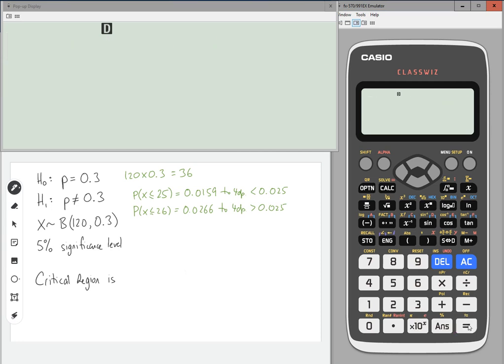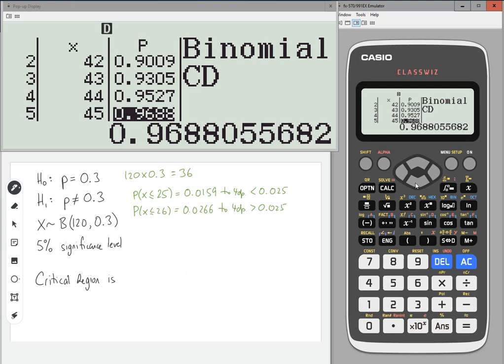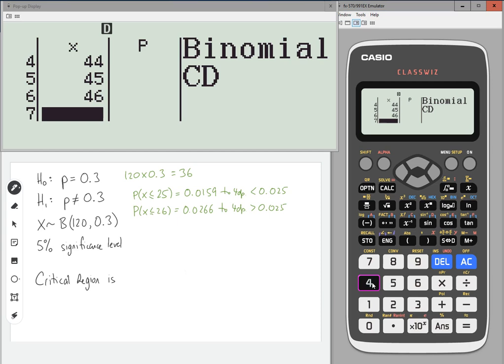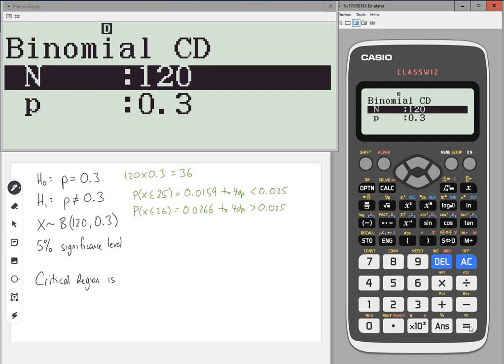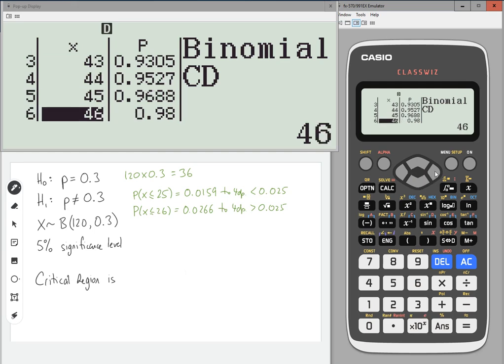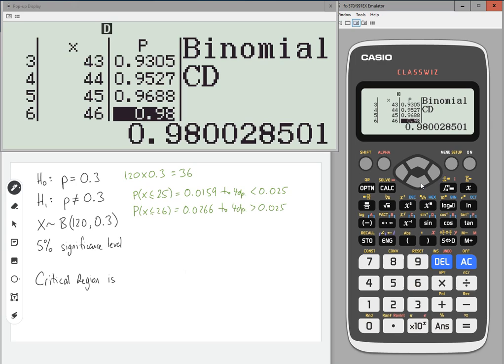Press equals, press equals. And now we're looking for the overlap of 0.975, 2.5% from the top. And unfortunately, I haven't caught it. Okay, so I'm going to need to put in some more values. So let's go 46, 47, 48, 49. Press equals and equals again. Right, 0.975. Here we go. So it's between those two values there, 45 and 46.